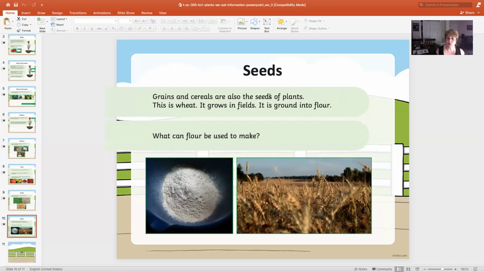Grains and cereals are also the seeds of plants. This is wheat. It grows in fields. It is ground into flour. We can use flour to make many different things. Do you know what we can use flour for?